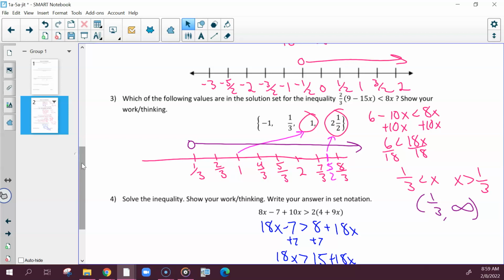You could have also, once you've gotten this answer, put each one in for x. -1 is greater than 1/3. That's a false statement. That would not work. 1/3 is greater than 1/3. That's also a false statement because they're equal. 1 is greater than 1/3. That is true. 2.5 is greater than 1/3. That is true. You could do it that way as well. Questions on number 3?